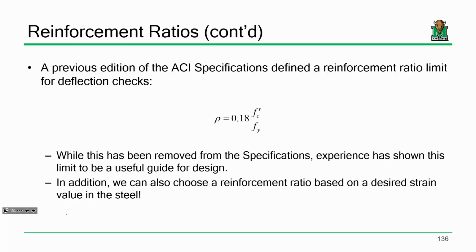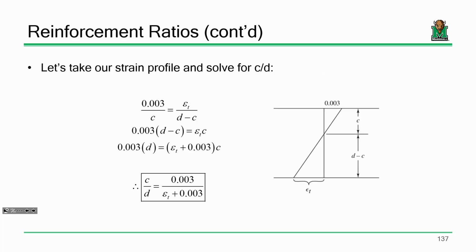Now, there was an edition of the spec a while back that included a reinforcement ratio limit that you would use for deflection checks. And those engineers that had a fair amount of experience with the spec, what they'll tell you is that value is actually pretty useful for design. Okay? We can use this value to get an idea how much reinforcement we should put in the beam for the purposes of design. And we're going to use that for design in this course. Okay? Now, how's that going to come into play?